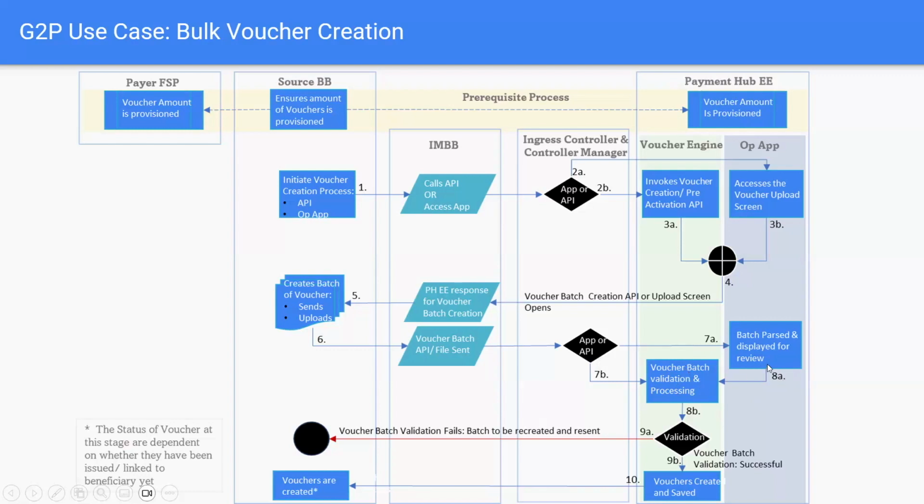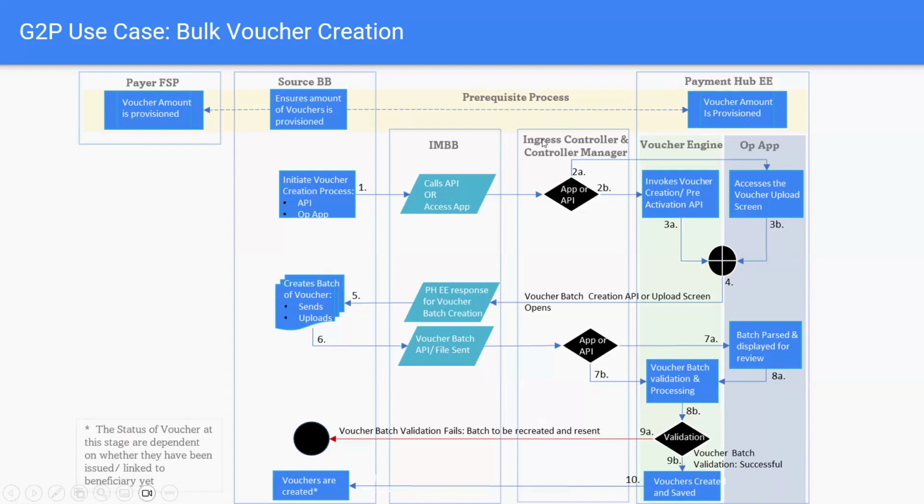Otherwise, if it's coming through the app, it's routed eventually towards the voucher engine, where it passes through some of the validation checks. One of the validation checks, as we talked about, checks whether there's enough amount provisioned for the voucher creation or not. So if it fails the voucher validation test, it sends back a rejection. But if it passes the validation check and everything is fine, it updates it in an API and the message, packages that response, and sends it back to the source building block.